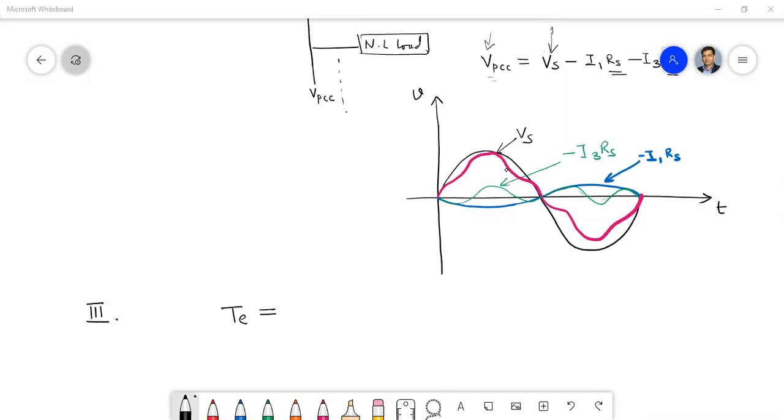Sir, VS square by 3 omega sm into R2 square by... বড়টা মনে না রাখলেও হবে. You just tell me in terms of PG, the gap power. Yes, 3 PG by omega s. Omega s is the synchronous speed. PG is the gap power, the air gap power. Rotor ohmic loss is s PG, and the mechanical power is (1 minus s) PG.